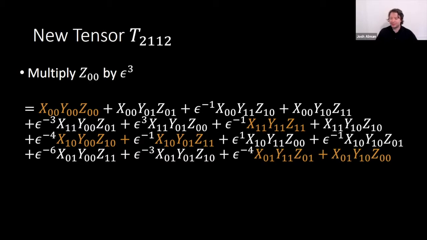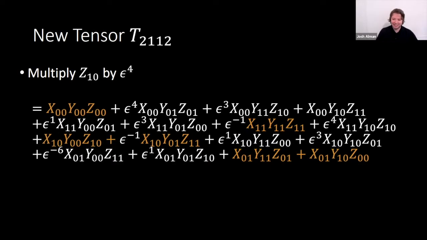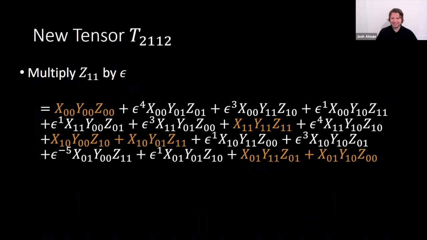So I'm similarly going to multiply z01 by epsilon to the 4 so that I can keep this term here. I'm going to multiply z10 by epsilon to the 4 so that I can keep this term here. And I'm going to multiply z11 by epsilon so that I can keep this term, and there you go. The details maybe not super important, but I just multiplied all different variables by different powers of epsilon.